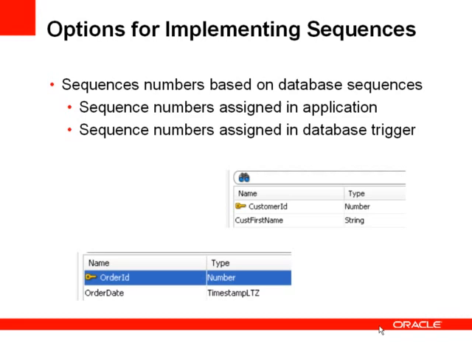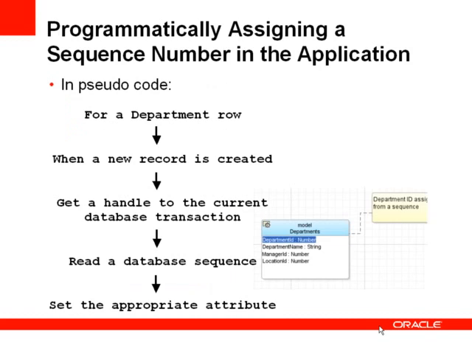We could do this within the application itself. So we write code in the application, and at a specific point we read a database sequence and update an attribute value with that sequence number. The other option is we defer the applying of sequence numbers to a database trigger. So it's not until data is actually committed down to the database that a database sequence will be read and values applied at that point. So let's have a look at both of these examples.